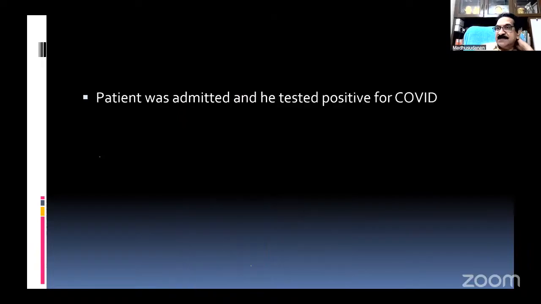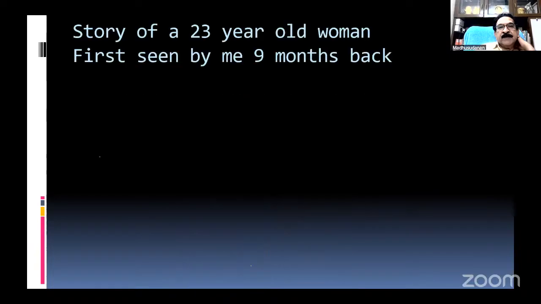Admitted, and he tested COVID positive. On switching back, he had complete improvement on Diamox, and he was remaining like that without any problem till now.